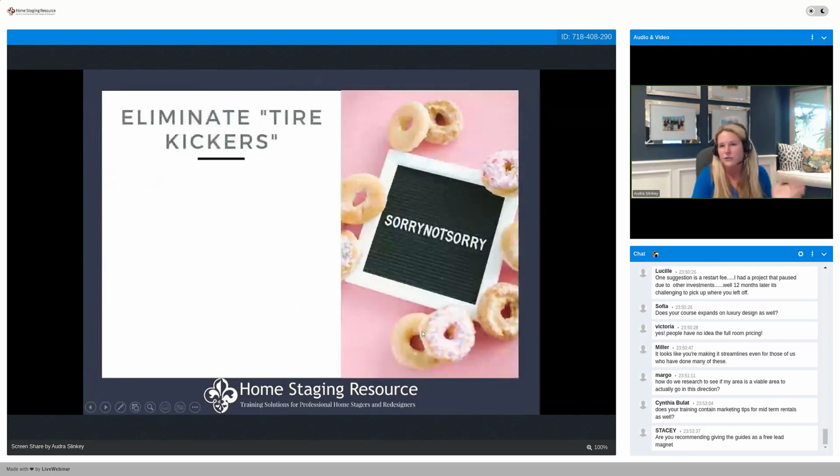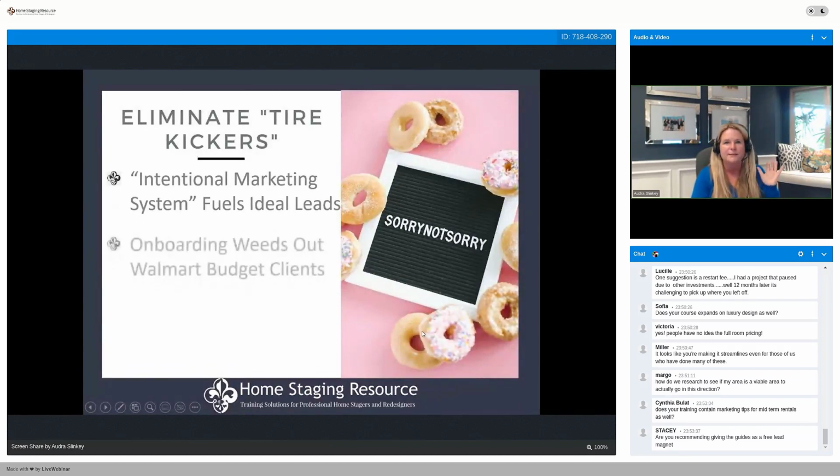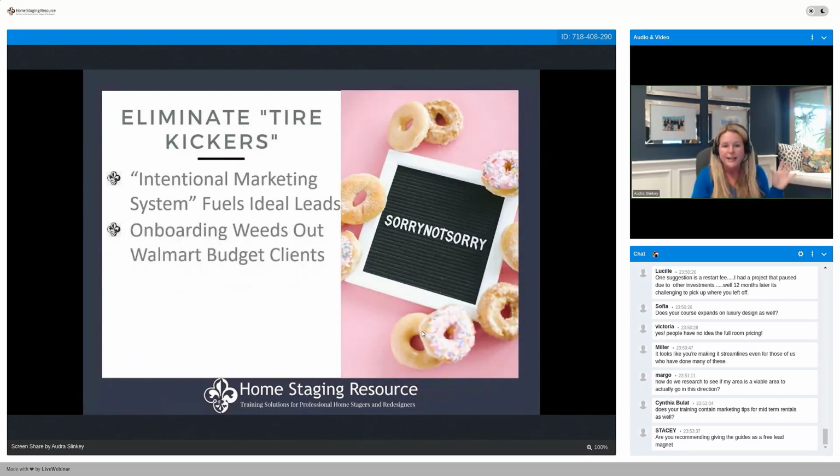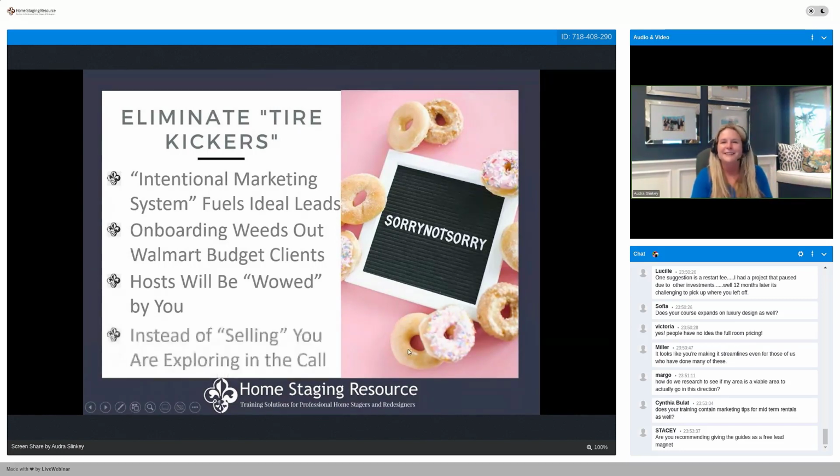And here's the deal, there's usually more than one investment property. So setting up that intentional marketing system, the onboarding, it weeds out, I hate to say it, your Walmart budget clients. Those are not your clients. You will burn out very quickly if you're constantly assembling furniture. There's no fun. Hosts will be wowed by you. And instead of selling, you're just exploring on the phone call.